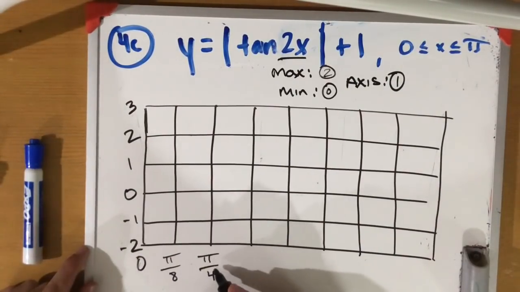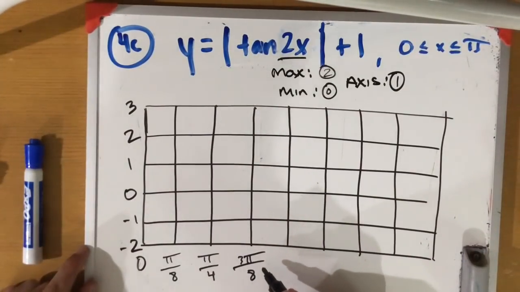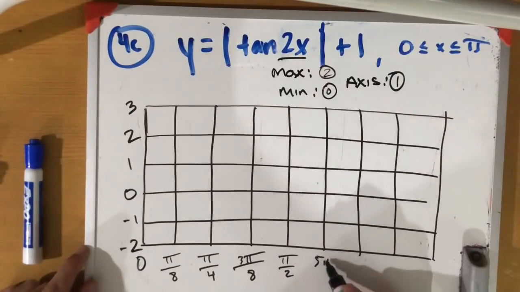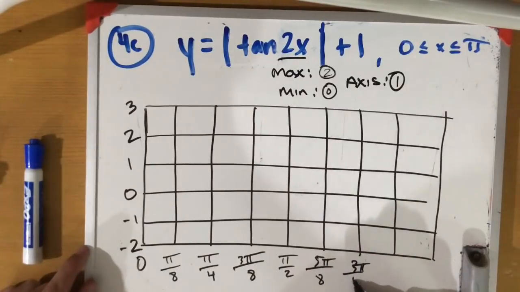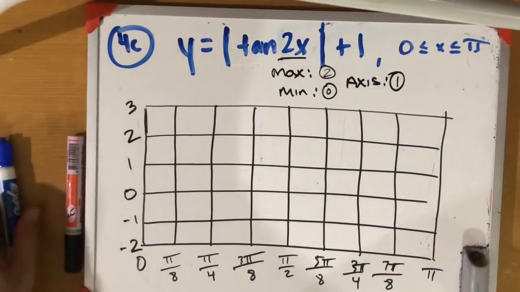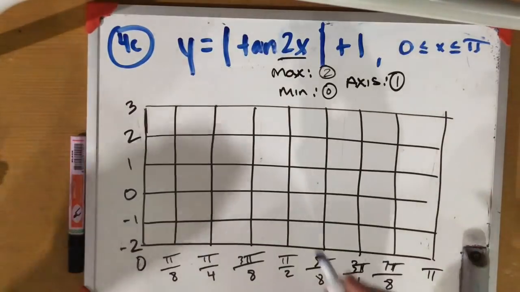Again, I'm adding, well, this is naturally 45. You should know that already. Pi over 8 plus pi over 4 would end up being 3 pi over 8. Okay, so our next step would be, of course, we get 90, which is pi over 2. We get 5 pi over 8. Next, 3 pi over 4, 7 pi over 8, and then pi ending at 180. And now we are ready to graph.